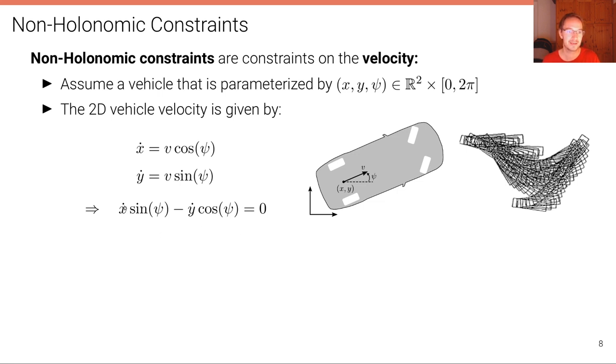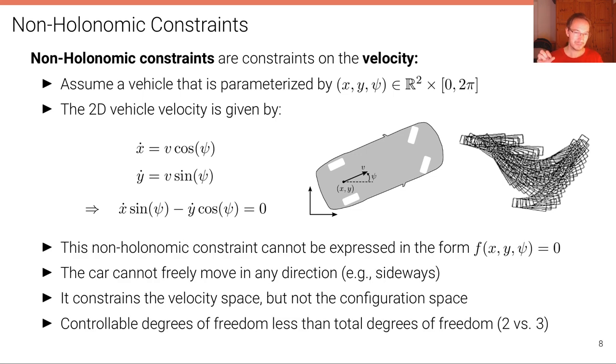The time derivative of x times sine of psi minus the time derivative of y times cosine of psi equals zero. And that's a constraint on the velocity because it contains the time derivative of x and the time derivative of y, which is the velocity.